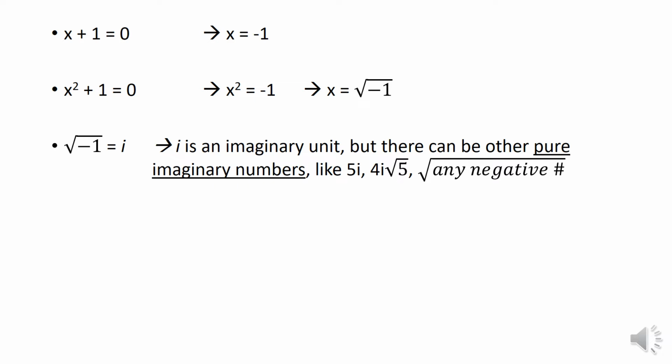So the square root of negative 1 is going to be abbreviated from here on out just as i. i is kind of the imaginary unit. Whenever we talk about imaginary numbers, we use that as the unit to give an idea of the scale of the imaginary number. But it's not the only imaginary number. There are many other pure imaginary numbers, like 5i, like 4i square root of 5, or the square root of any negative number. These will all be pure imaginary numbers.